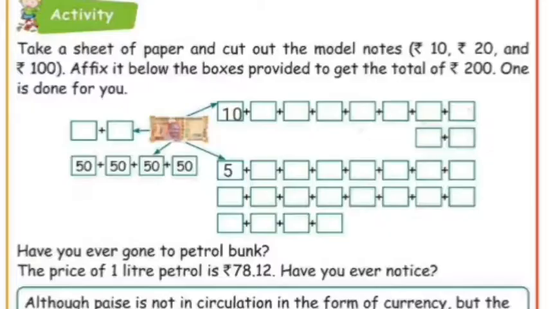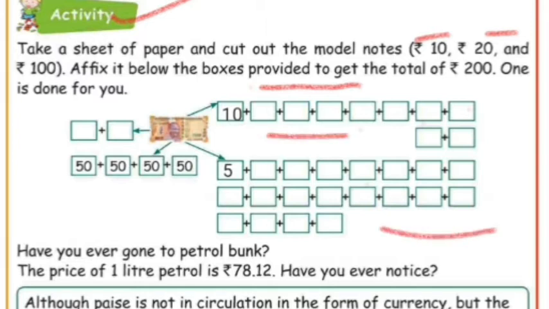Now, observe this activity. Take a sheet of paper and cut out the model notes. For example, rupees 10, rupees 20, and so on. Fix it below the boxes provided. To get the total of rupees 200, one is done for you. The space is provided below the boxes. There you have to stick, or you can write here by yourself.